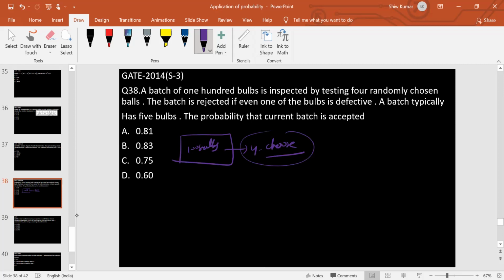If even one of these four bulbs is defective, then the batch will be rejected, and the batch has typically 5 bulbs. A batch has a total of 5 bulbs. Then find the probability that the current batch is accepted. Accepted means all 5 bulbs should not be defective.